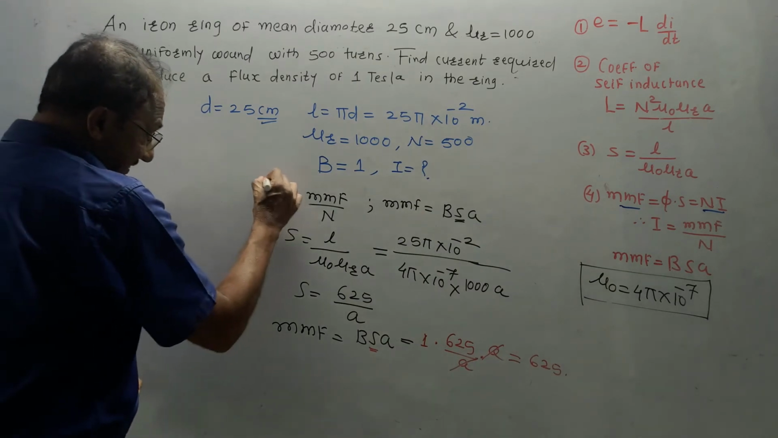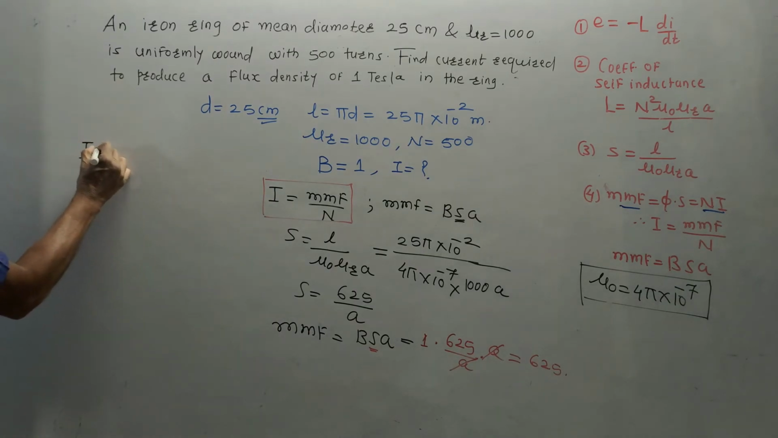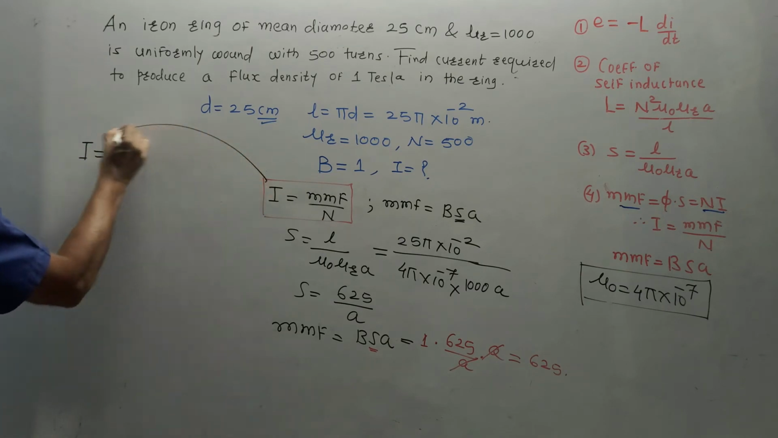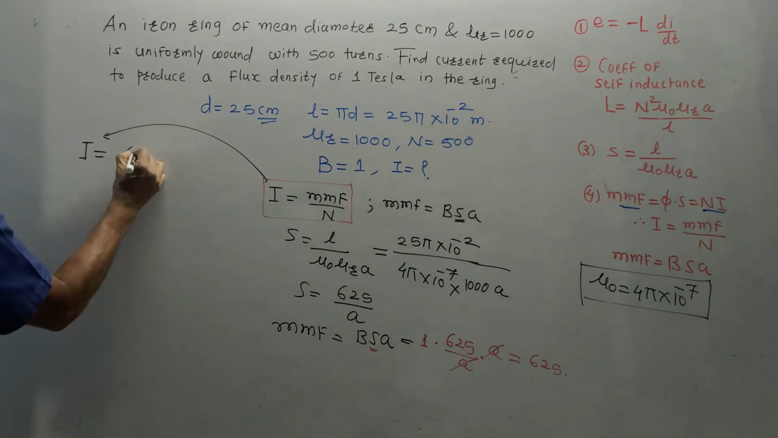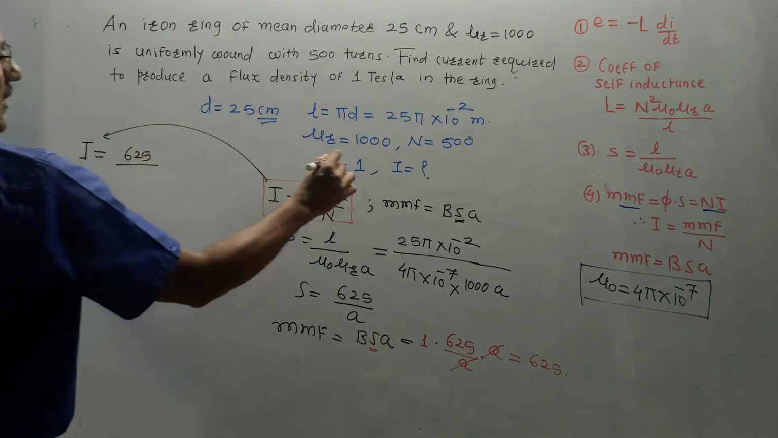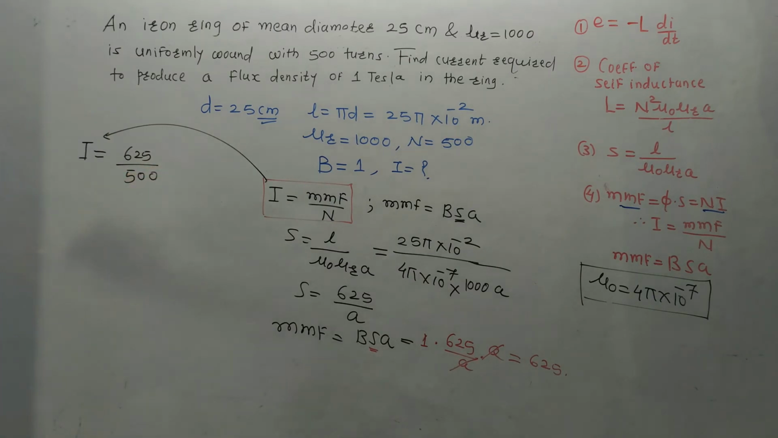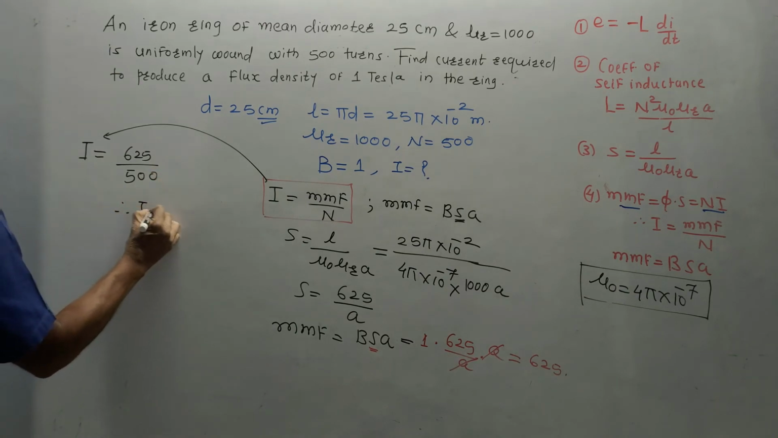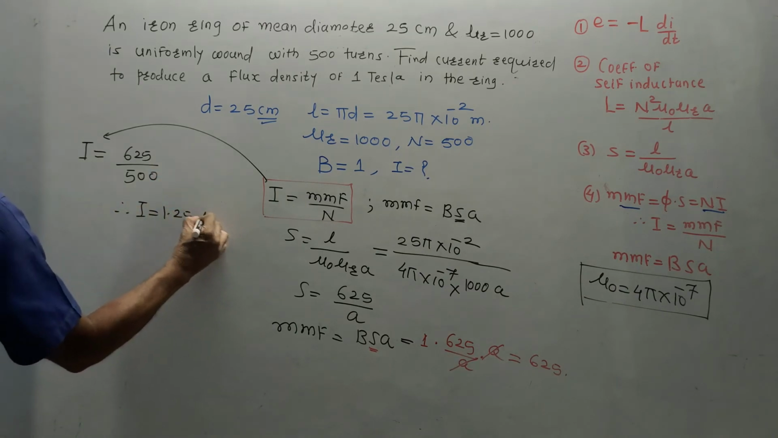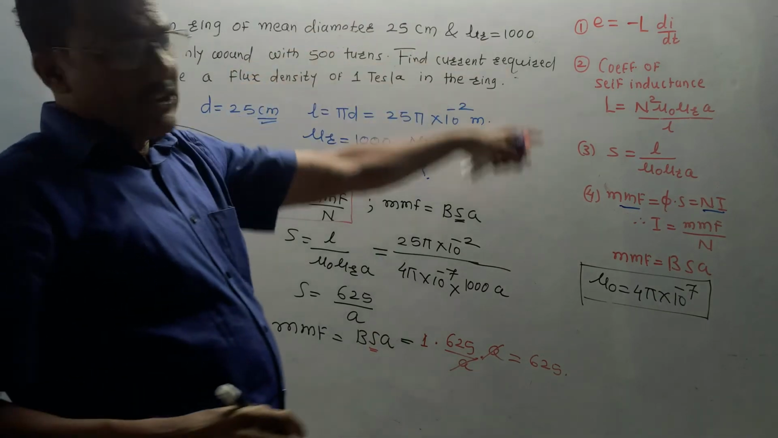Now refer to the very first formula which we have written. It is MMF upon N. So the current flowing is MMF upon N. The value of magnetomotive force is 625, upon N, the number of turns, 500. So the answer for the current flowing through this is 1.25 amperes. This is the way you can solve the numericals if you have the list of formulas.